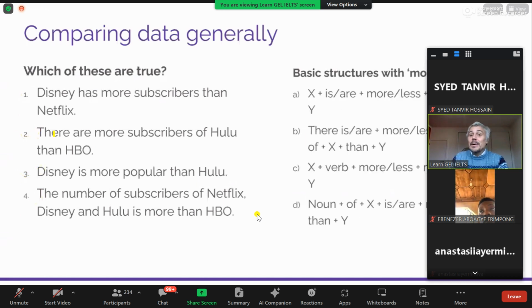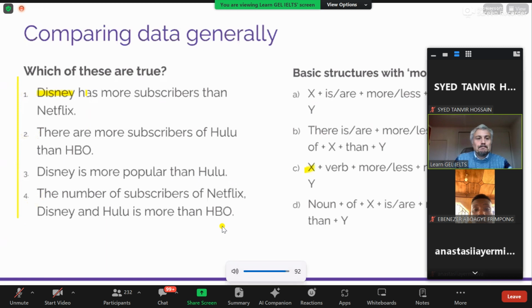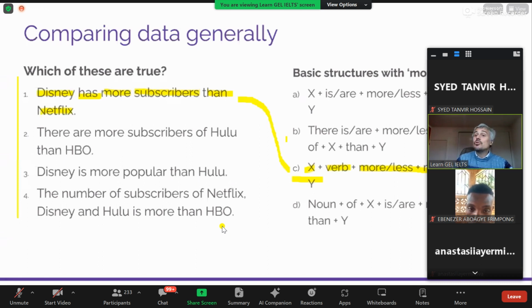Let's look at the grammar in our sentences, everybody. Look at sentence number 1. It begins with the first thing we are comparing. We're comparing Disney. This could be X. Then we use a verb, has. We use more plus a noun, more or less plus a noun, and then we use than and the second thing we're comparing, than and Y. So sentence number 1 uses structure C.